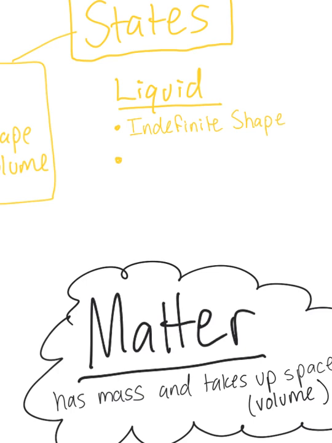And what about its volume? If I have that same glass of water, that water is going to take up a certain amount of space. If I pour that water onto the ground, does it still take up that same amount of space? Yeah, it does. So it has definite volume.